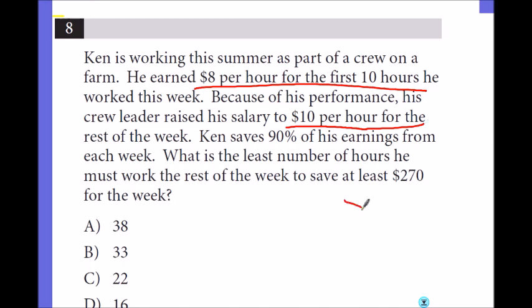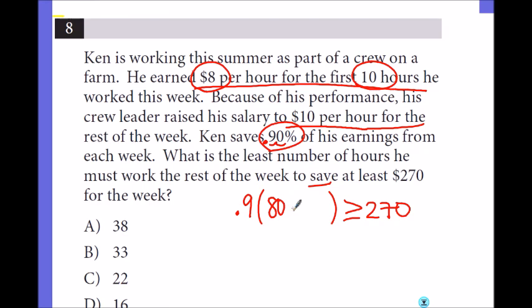So at least 270 means greater or equal to 270. And he is saving 90%, meaning if you write it in decimal, move 2 decimals to the left. So 0.9 of what? He made what? $8 for 10 hours. That's, he already earned it, right? Plus, now he's making $10 per hour, but we don't know how many hours he needs to work. So I can put there x.